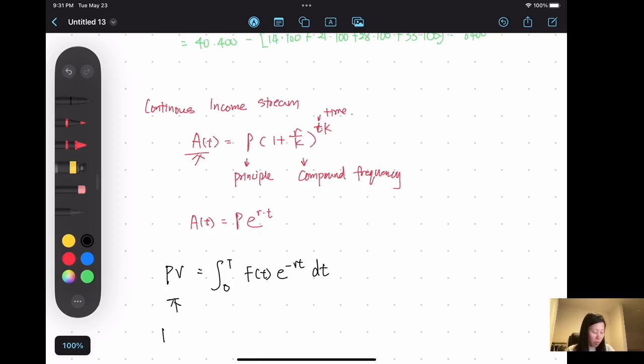So now I'm going to label this. This is the present function. What is that worth right now? This is the continuous income function.